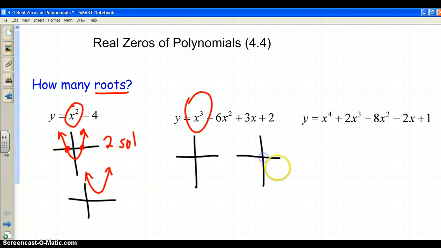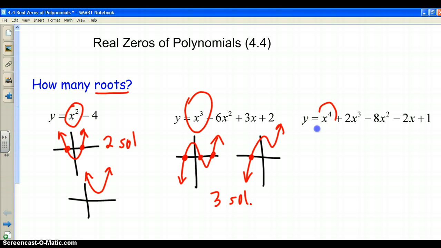This could look a couple different ways. It might look something like this, where it crosses in three locations. It kind of does a John Travolta at the ends. The other way it might look is something like this, where maybe it only crosses once. But even in this case, there's going to be three solutions for this graph. Two of them would be imaginary in this case, and only one would be real, if the graph looked kind of like that.